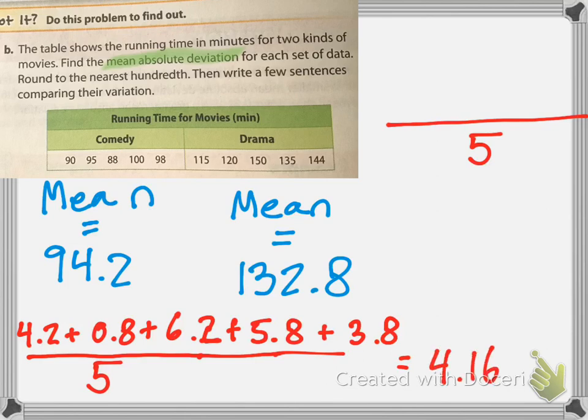So I want you guys to do the same for drama. You're going to subtract this number from this number, and repeat that for each of the five values.